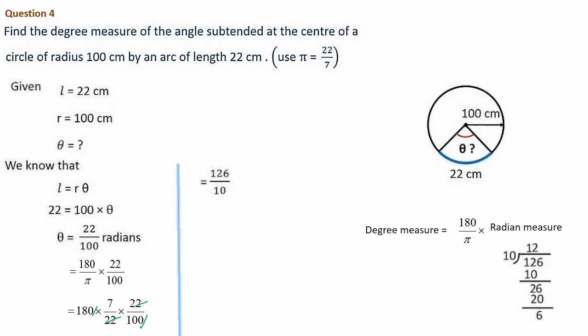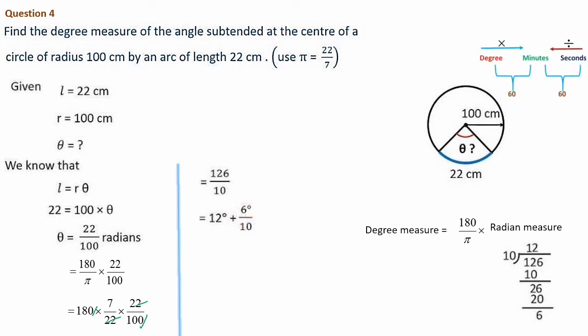So 126 by 10 when you divide, you'll be getting 1 time, that is 10 we have written, balance is 2, 26. Then 26 also 2 times it will go, 10 into 2, 20. The remainder is 6. So what we have to do is 12 degree. The quotient what we have got is 12. We have taken 12 degree plus 6 by 10. It's quite familiar for us. In the previous questions also we have done. 6 by 10 is in degrees.